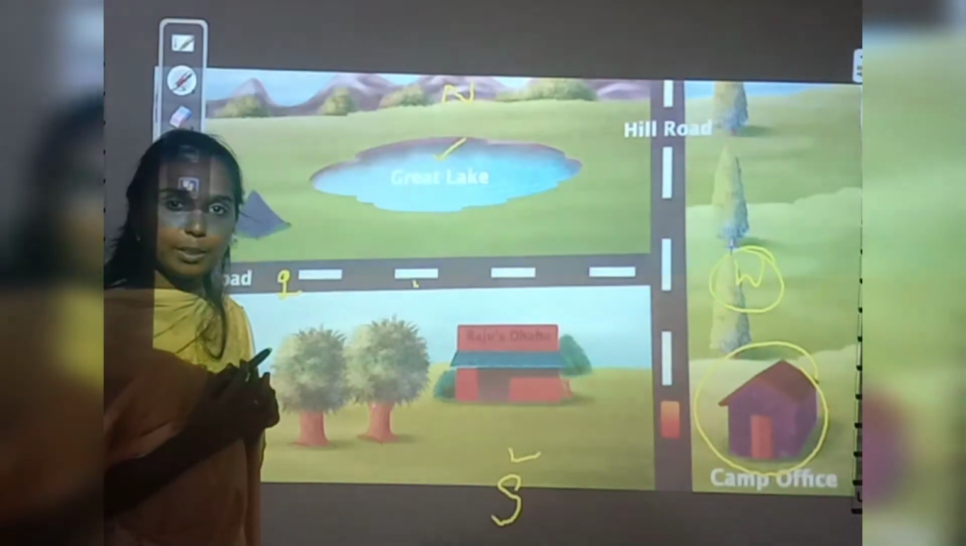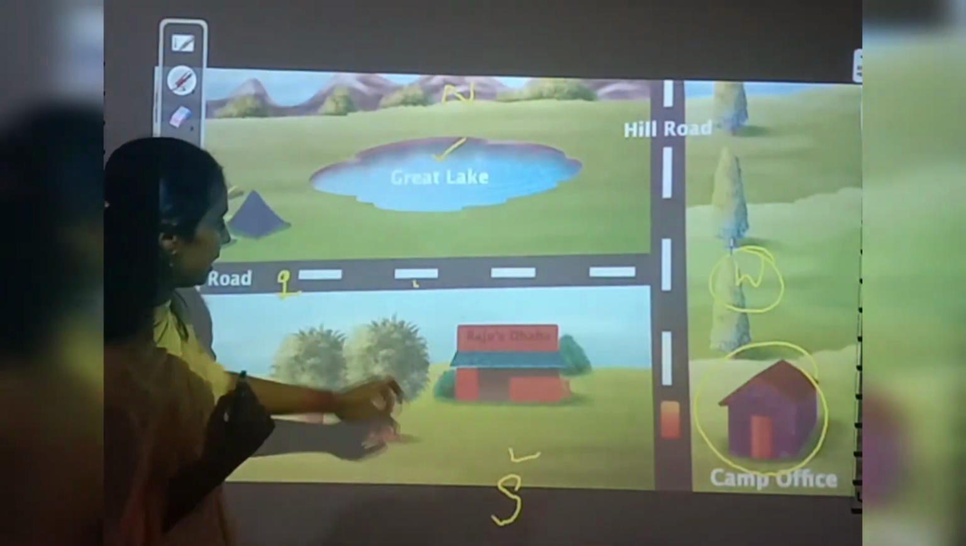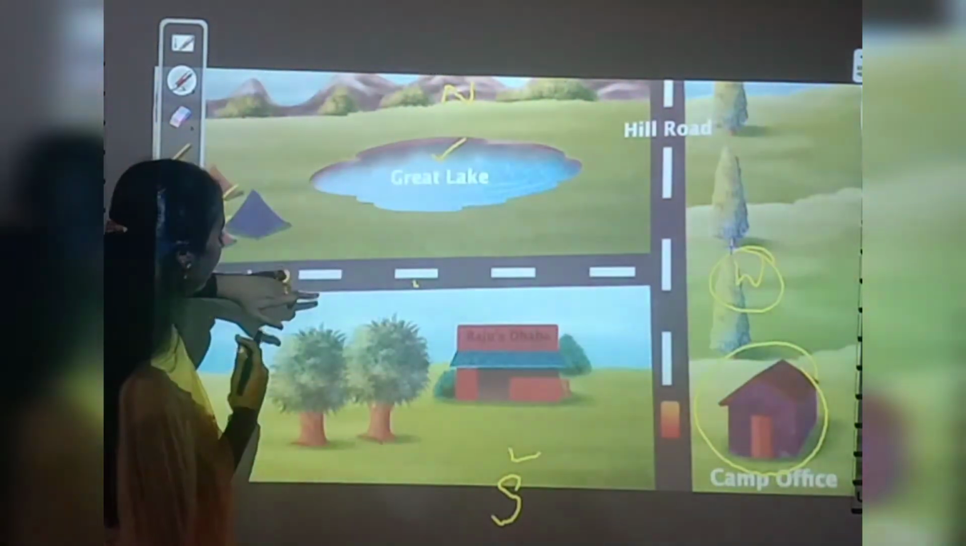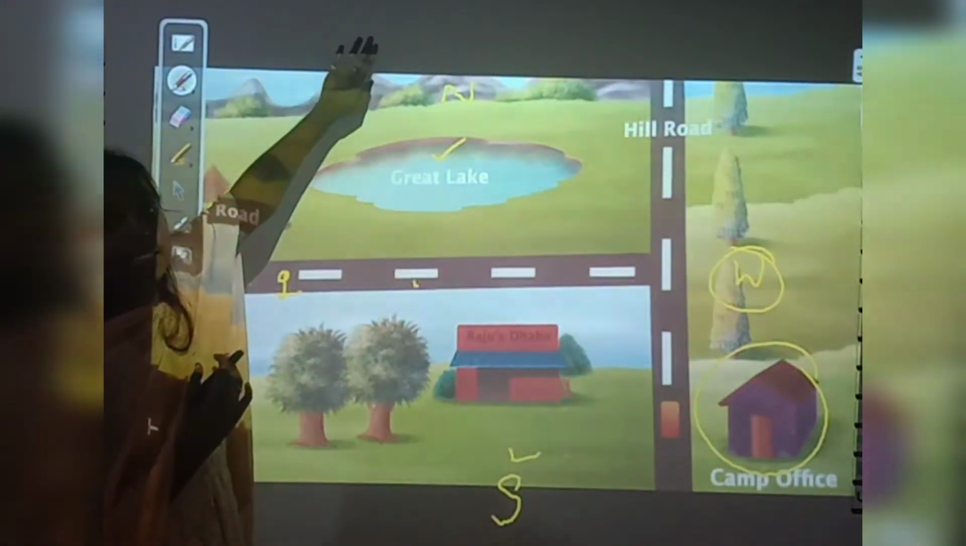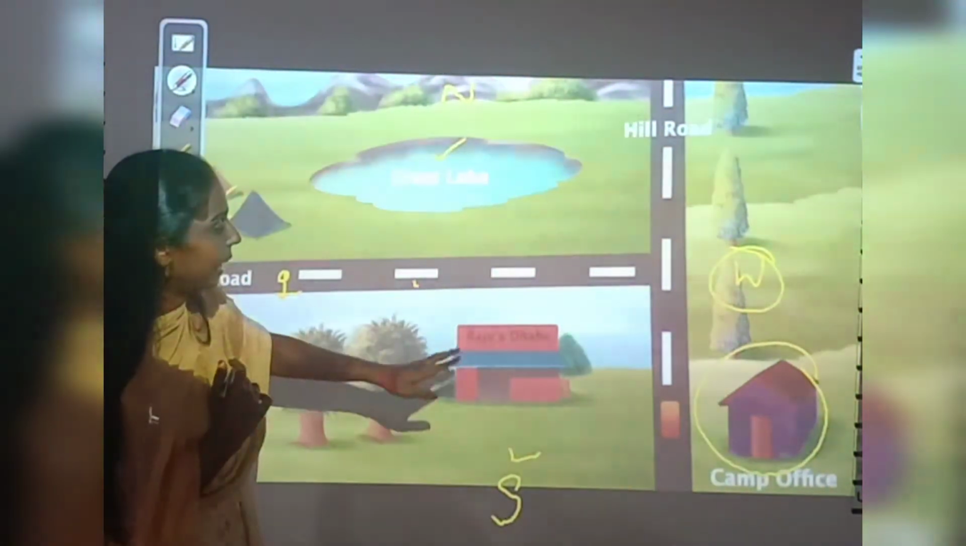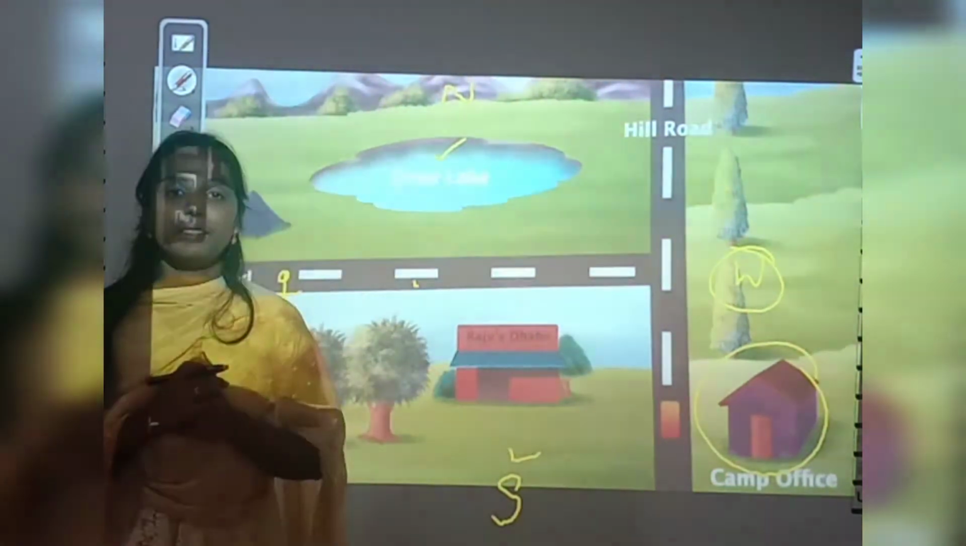Now do you know how to locate places? So if this is north, this is east, this is south, and this is west, and you are here, then Great Lake is located in the north side, Rajas Dabba is located in the south side, and this Camp Office is located in the west side.